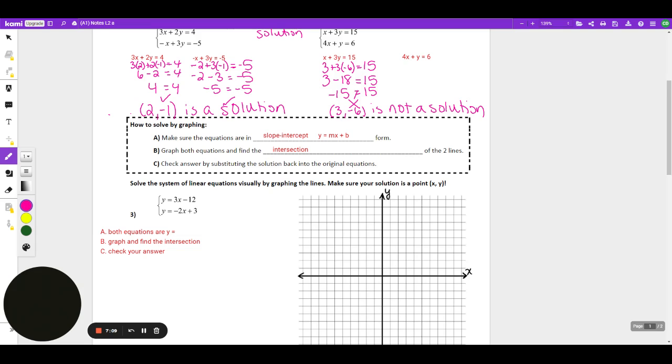So question number 3, I am going to double check, are both of my equations y equals? I would say yes. Both of these have the y's by themselves. So I can go ahead and say step A is done. Now I want to go ahead and graph these and find their intersection.